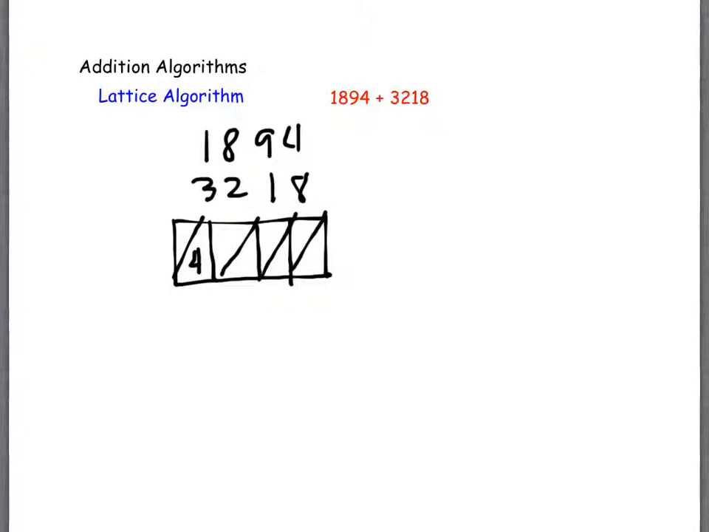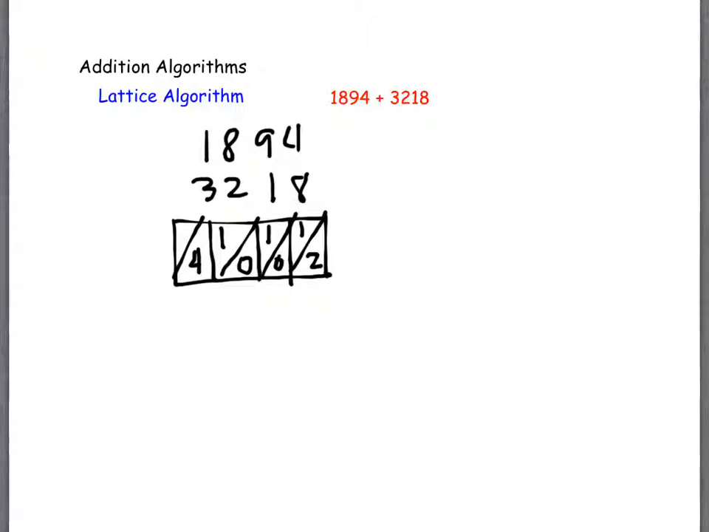8 plus 2 is 10. So I'd have the number 1 and then 0. So 1 goes in the top half of the box and the 0 goes in the bottom half of the box. 9 and 1 is 10 again, so top half, bottom half. And then 4 and 8 is 12, so I have the top half, the bottom half.